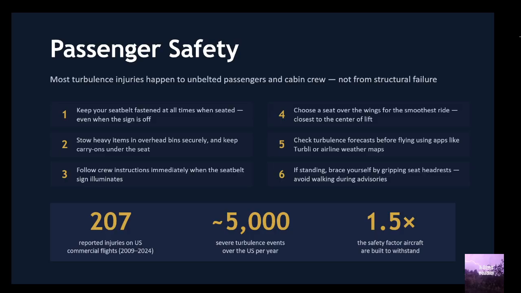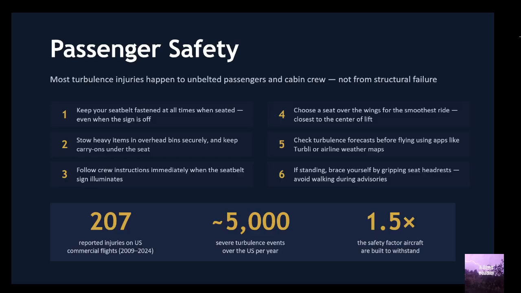Passenger safety. Most turbulence injuries happen to unbelted passengers and cabin crew, not from structural failure. Number 1. Keep your seatbelt fastened at all times when seated, even when the sign is off. Number 2. Stow heavy items in overhead bins securely and keep carry-ons under the seat. Number 3. Follow crew instructions immediately when the seatbelt sign illuminates.